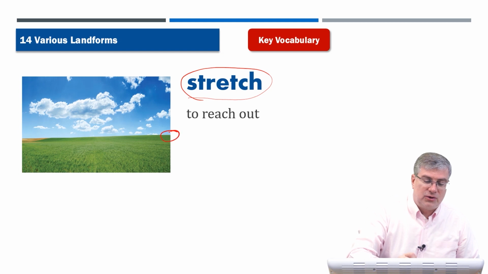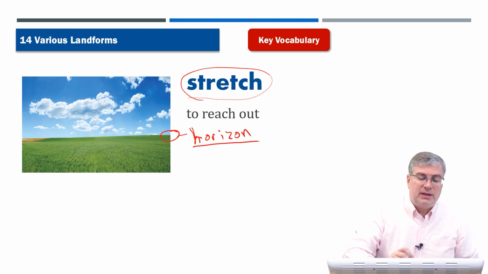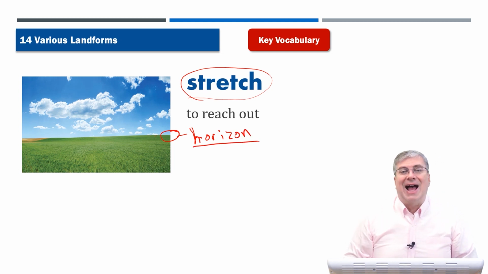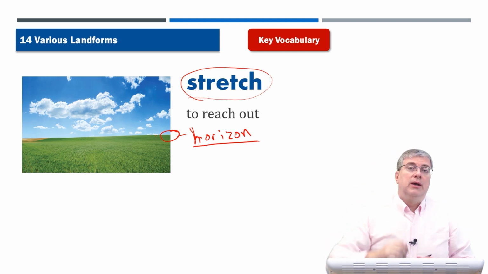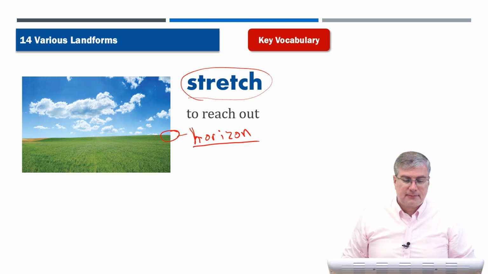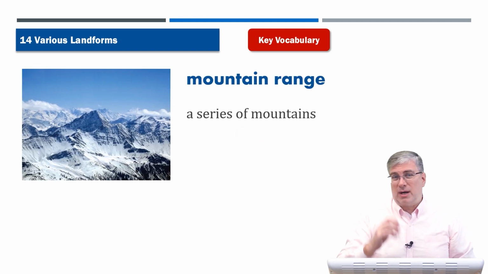I should just mention this, that's an H, horizon. Teaching you a new word here. Horizon is where the land meets the sky, right? That's the horizon. So the land stretches out to the horizon. Okay. Next word, we talked about this already, mountain.